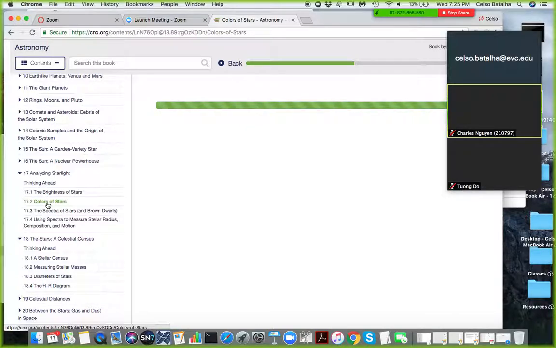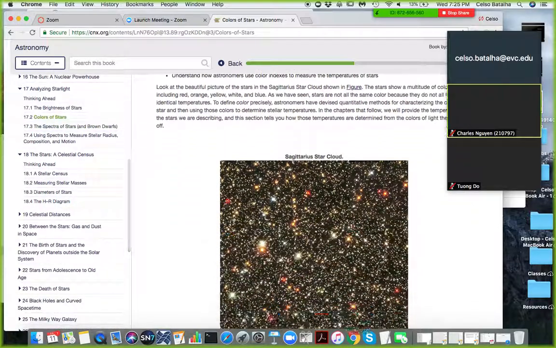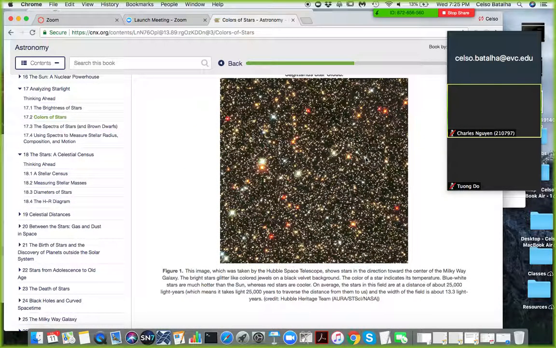So colors. What are colors? Here in this picture, you can see something phenomenal. We have stars, some of them clearly red and some of them clearly blue.